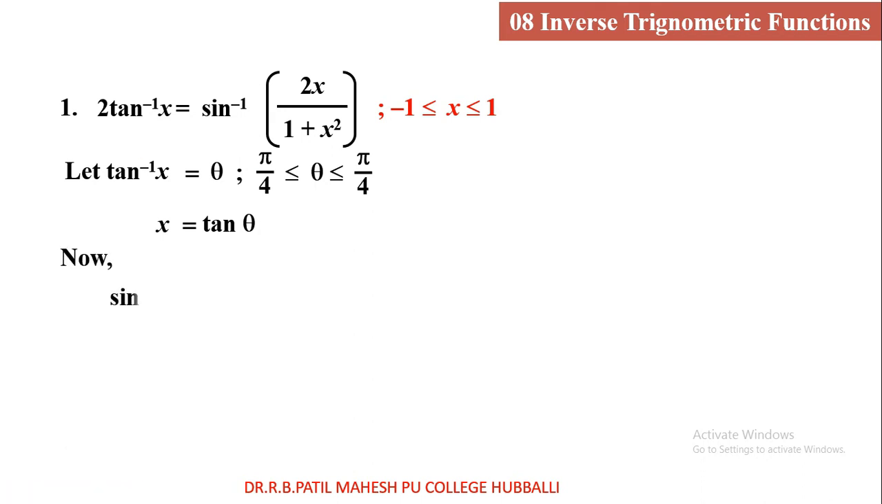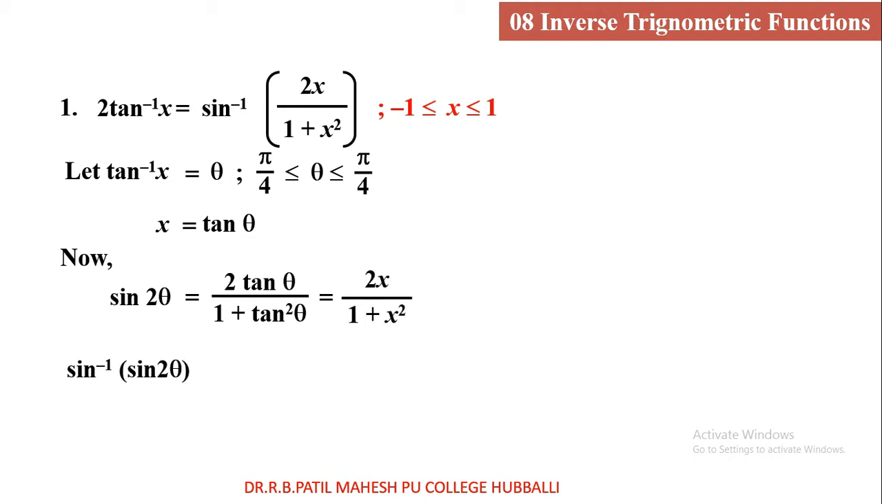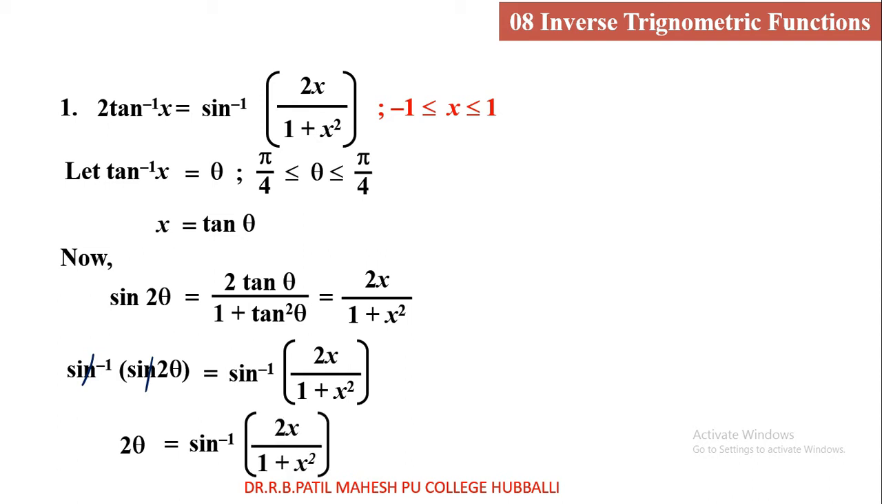Now consider a formula, sin 2 theta in terms of tan, 2 tan theta upon 1 plus tan square theta. So replace tan theta values, that is x, so that 2x upon 1 plus x square. Apply sin inverse on both sides. So sin inverse of sin 2 theta is equal to sin inverse of 2x upon 1 plus x square. So here sin inverse and sin get removed. So 2 theta is equal to sin inverse of 2x upon 1 plus x square, and replace theta, that will be 2 tan inverse x equal to sin inverse of 2x upon 1 plus x square is the proof.